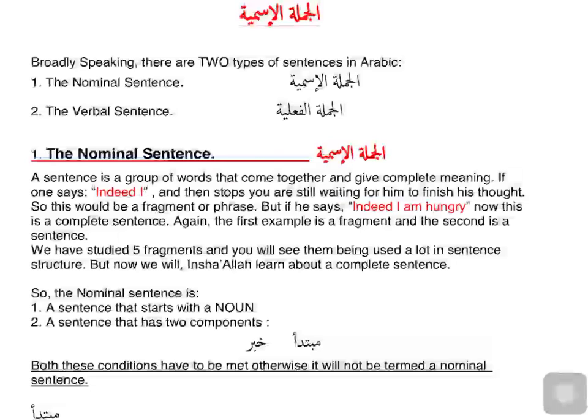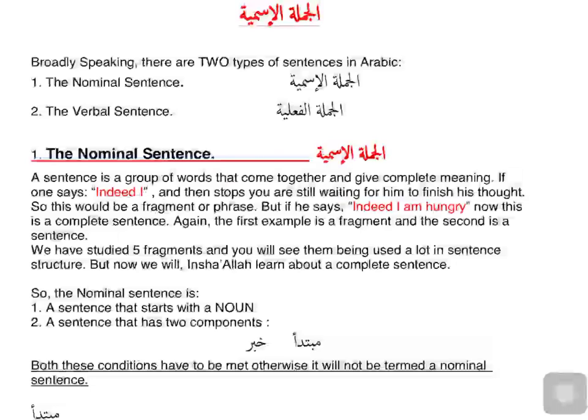As always, we will begin with our grammar topic for the day. Today, inshallah, we will be studying Jumla Ismiya. Up till now, we have talked about a word in Arabic, and we said that a word could be a fi'l or a harf or an ism. We studied the 4 properties of ism in detail.